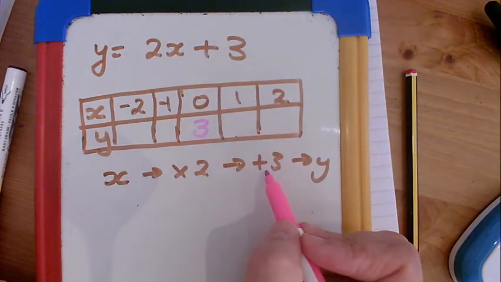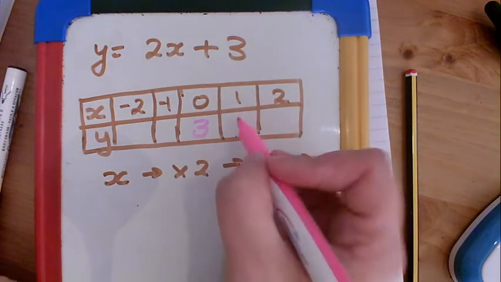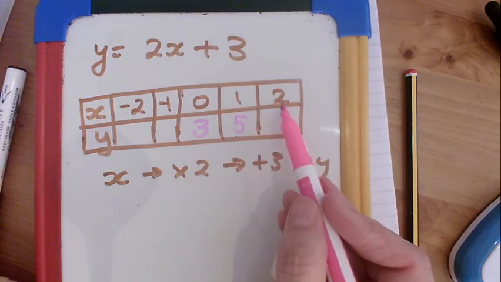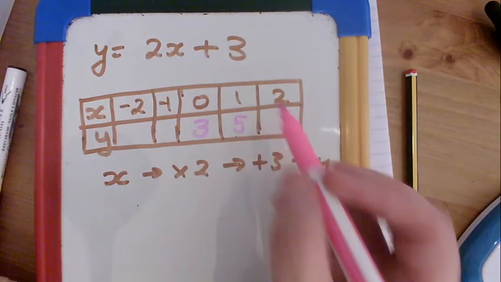What happens if I double 1? I get 2. Add 3 gives me 5. What happens if I double 2? 4 plus 3 is 7.